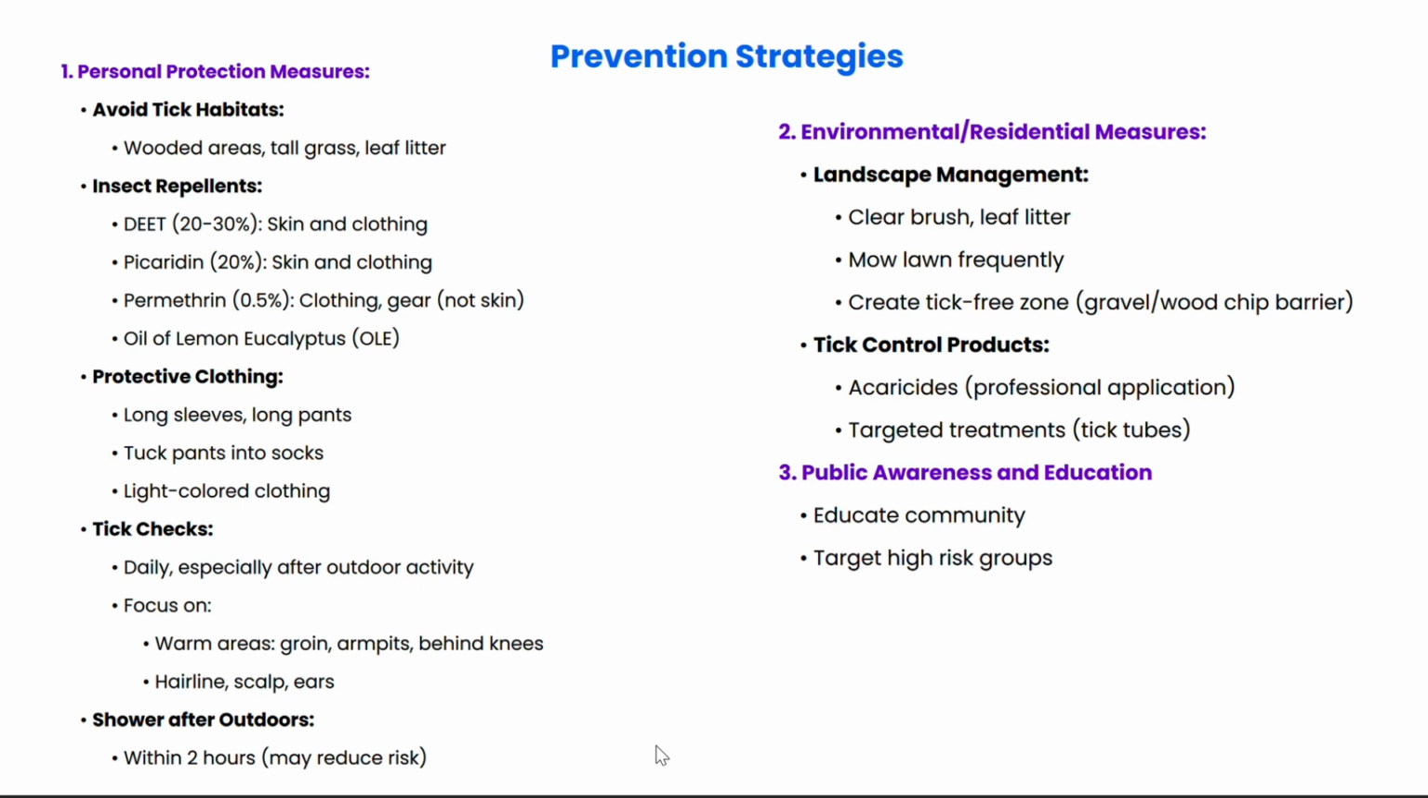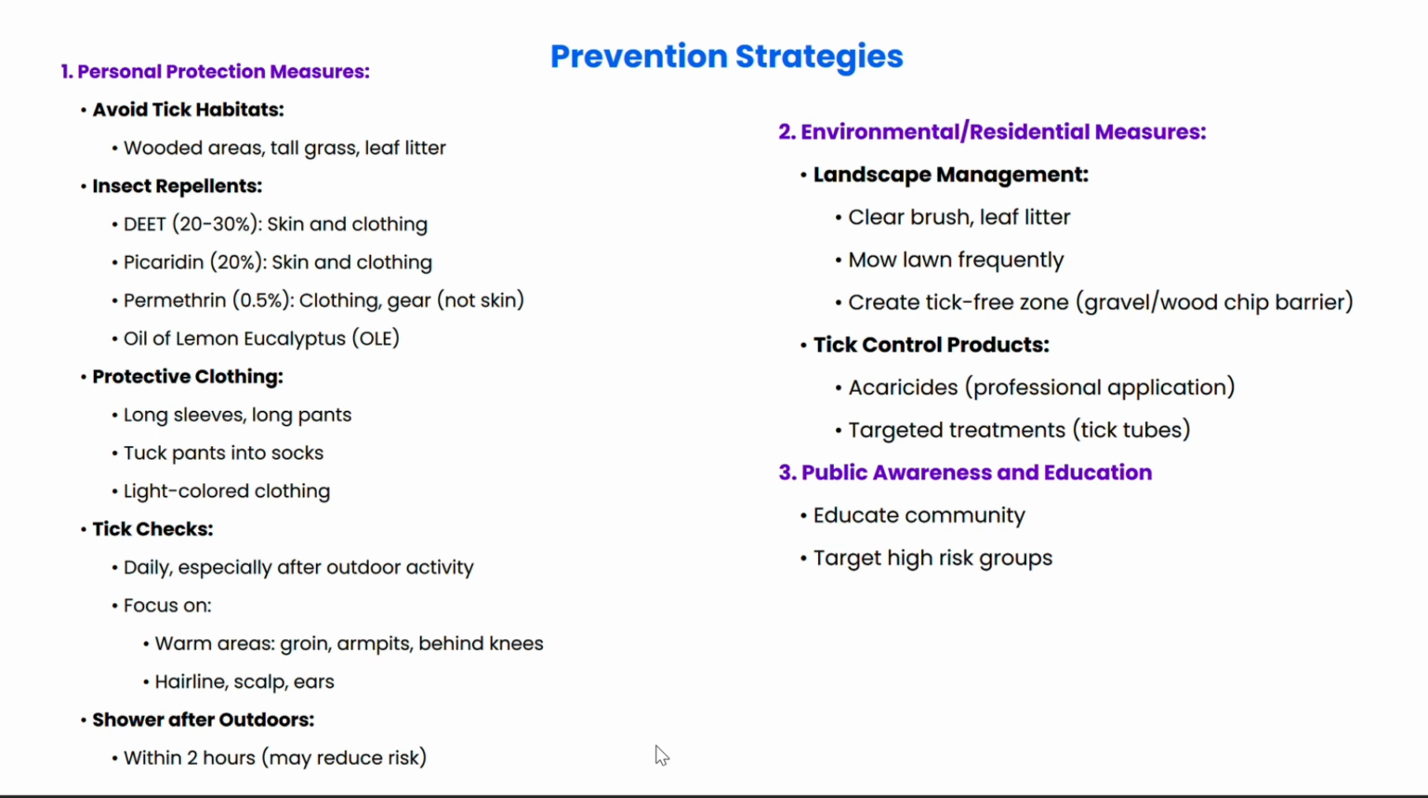Wearing protective clothing can also significantly reduce your risk. Opt for long sleeves, long pants, and tuck your pants into your socks to create a barrier. Light colored clothing can make it easier to spot ticks that may have attached to you.